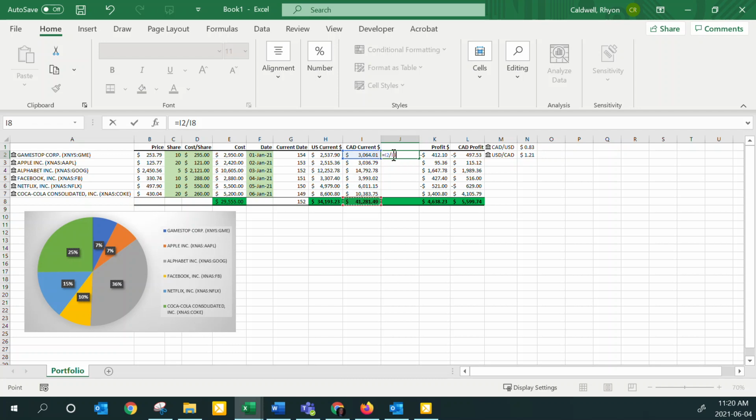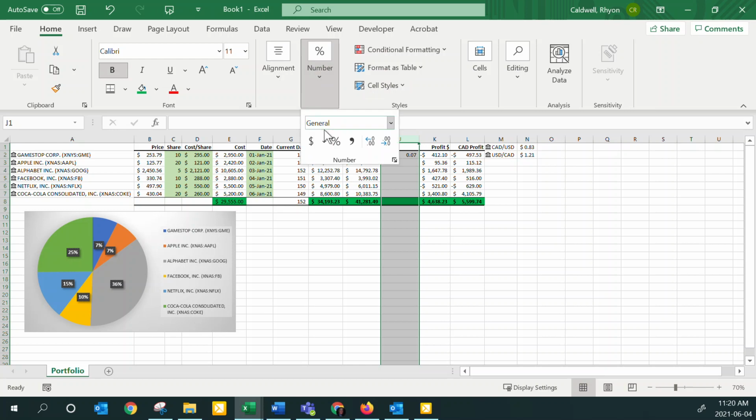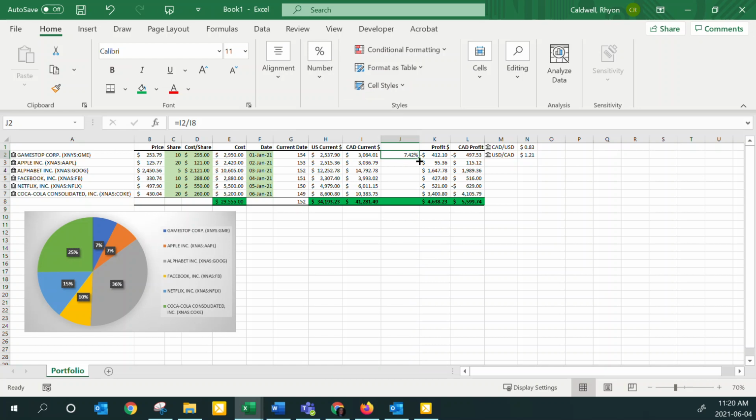So the total is, again, absolute. So I'm going to push the F4 to lock that in. Let me just try it without the F4 and show you what happens if I don't do this. If I put it in like this, it shows up as 7%. All right, let me change this to percentage so that we get this. And if I copy this down, watch what happens.